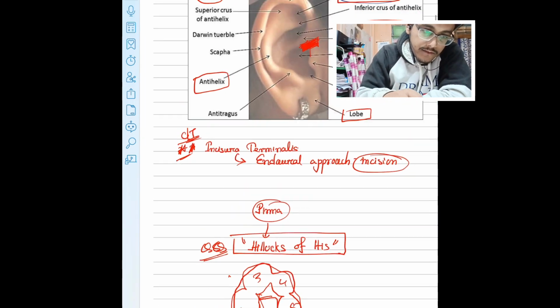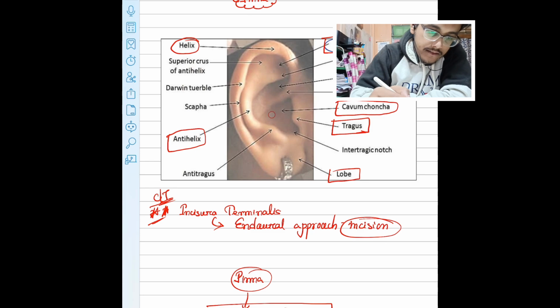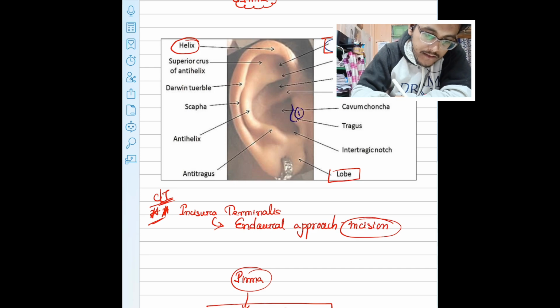This much is clear. So where will this pre-auricular sinus be? Let me show you, this is the tragus. Tragus is developed from the first tubercle. So in front of the ear, in front of the root of the helix, there will be one opening, that is the pre-auricular sinus of the pinna.